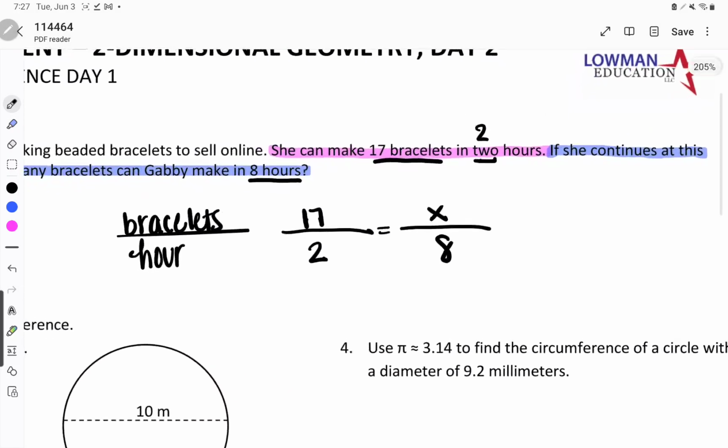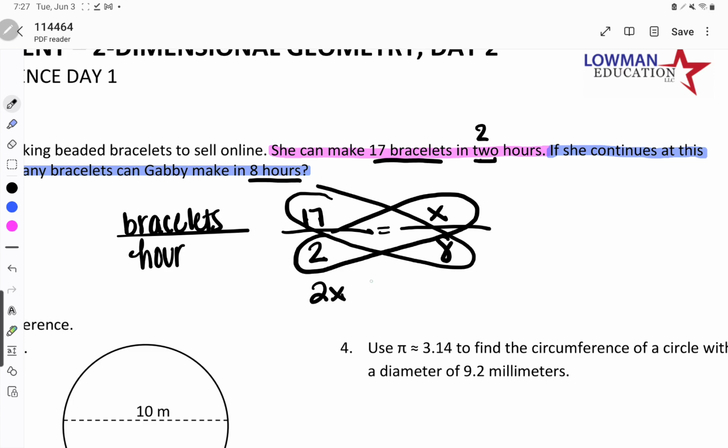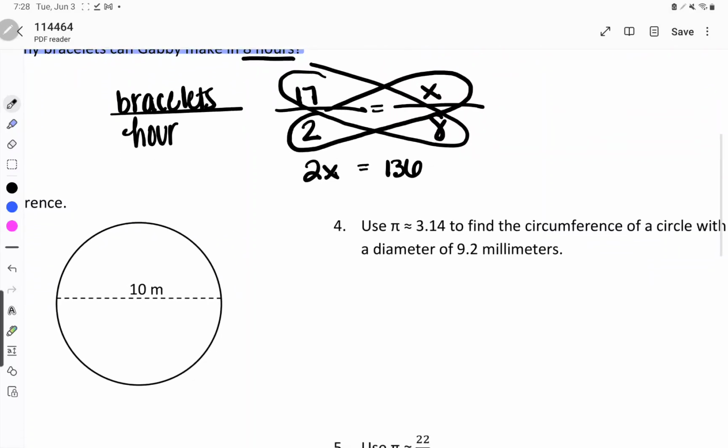How do we solve a proportion? We cross multiply. So I do 2 times X, which gives me 2X. And then I do 17 times 8, and 17 times 8 gives me 136. Now what do I do? Now I'll divide both sides by 2, and that will give me that X equals 68.